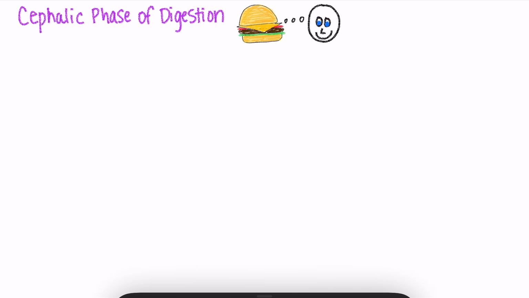I want to describe to you the classic phases of digestion. The first one is called the cephalic phase of digestion. That word cephalic means head, so this one happens before you even start eating. The stimuli for this first phase, since it's all in our head, right, is going to be the sight of food, the smell of food, and even just thinking about food.